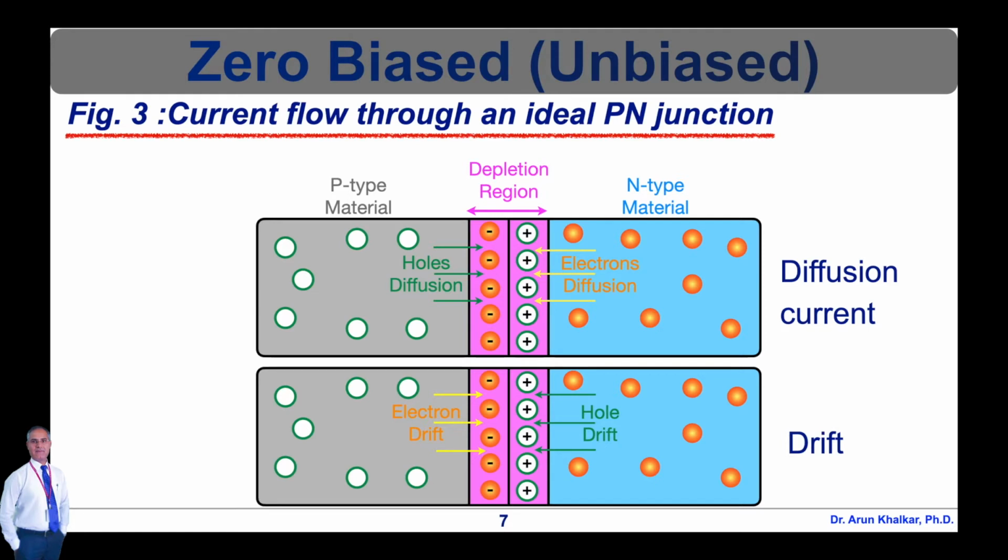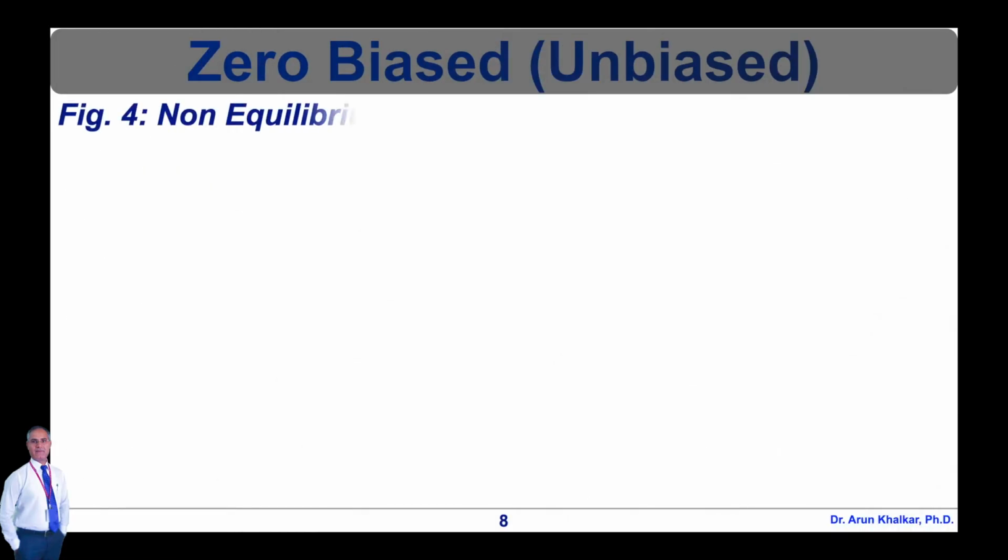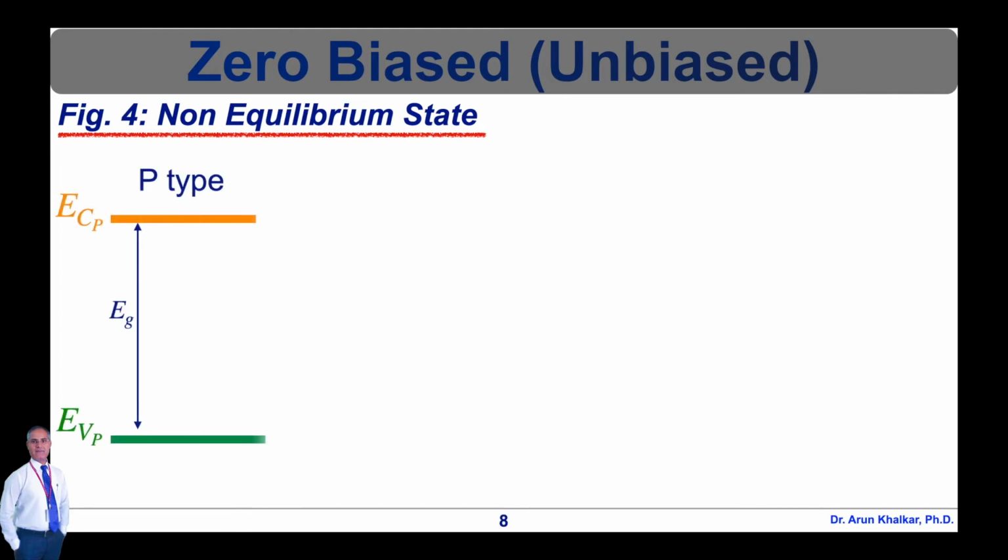Due to this electric field, an electron on the P side of the junction moves to the N side of the junction. This motion is termed as drift. Here we see that the direction of drift current is opposite to that of the diffusion current, as shown in this diagram. Now let's see the non-equilibrium state of the PN junction in unbiased condition.